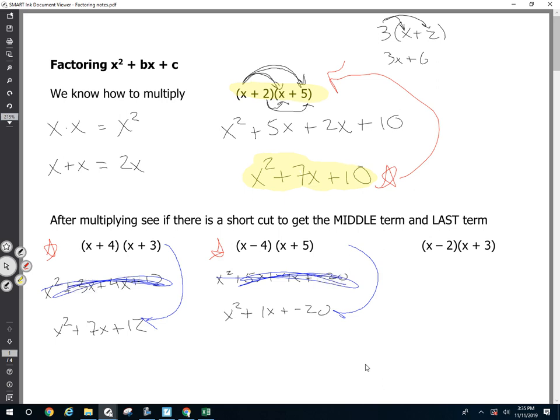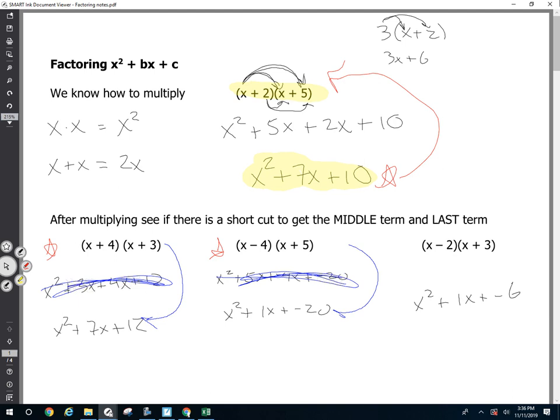We notice minus 4 plus 5, 1. Well, that makes sense. 5x and negative 4x, I can combine those. Okay, so it's like I'm adding them together. Then minus 4 times 5, negative 20. These two numbers, if you add them together, give you that middle term. These two numbers, if you multiply them together, give you the last term. This, my friends, is the secret to going the other way, which is what we're going to do today.